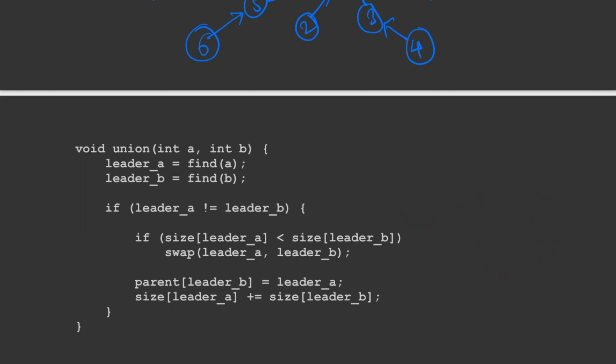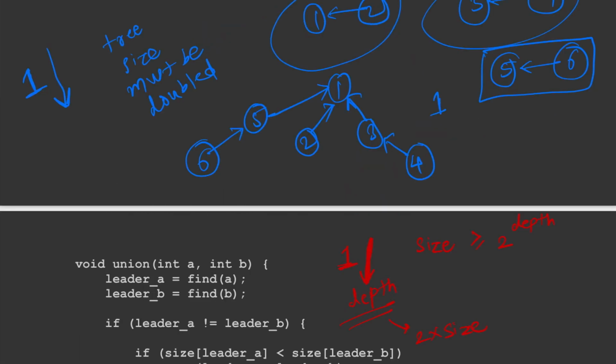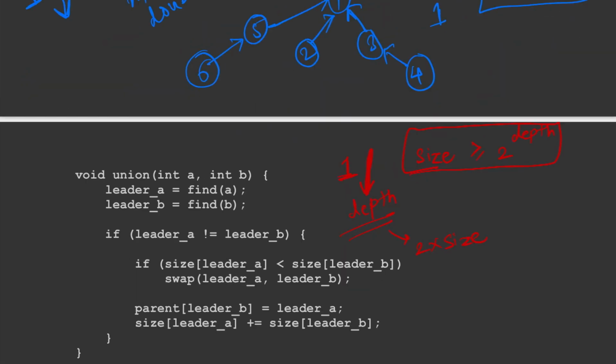Just to have some simple mathematics here, according to our key observation, size will always be greater than or equal to 2 to the power depth. Why? Because one increment in depth must result in doubling of the size. We just observed this from our previous example. If we apply log on both sides, this reduces the time complexity from O of n to O of log n.